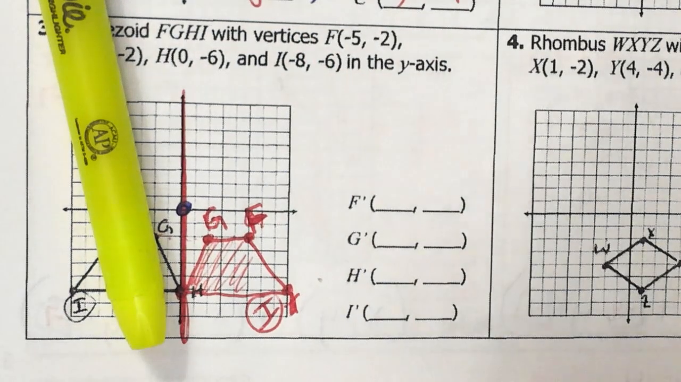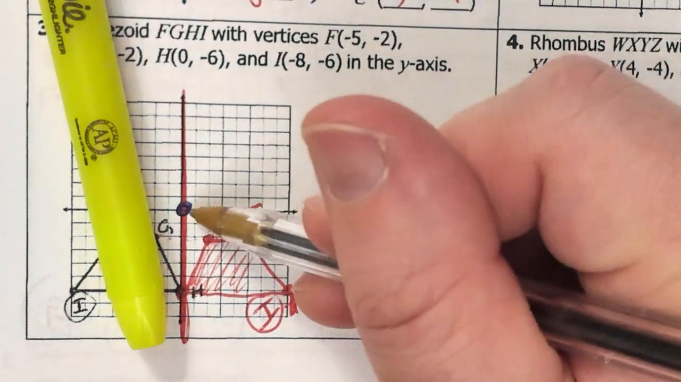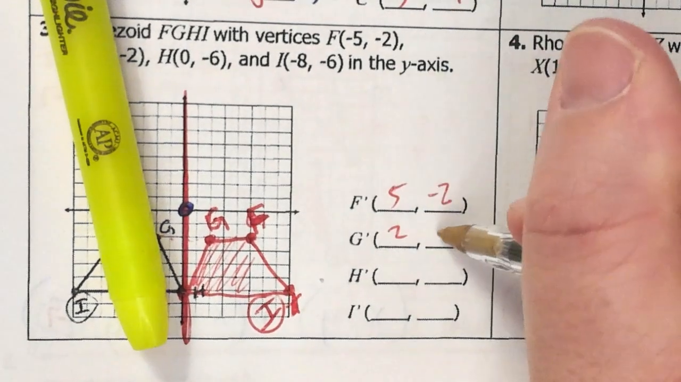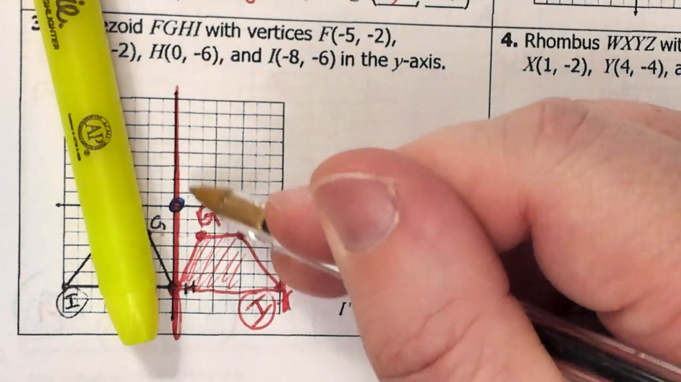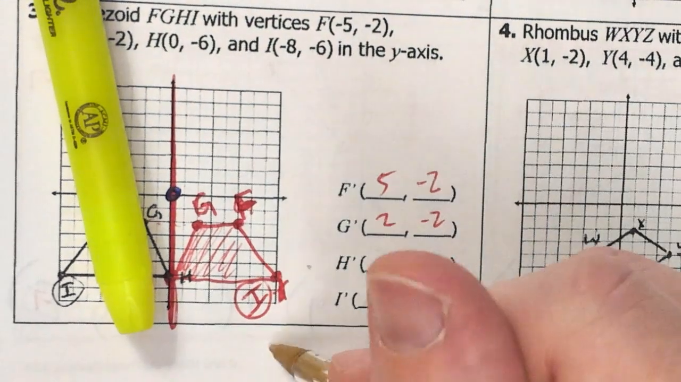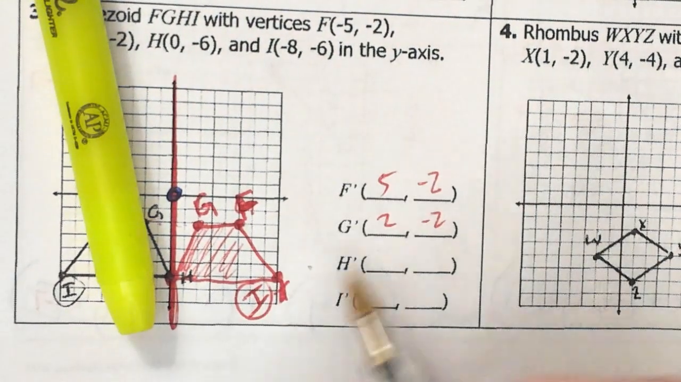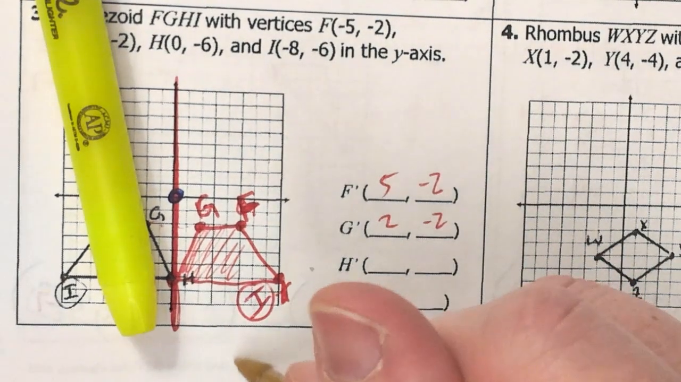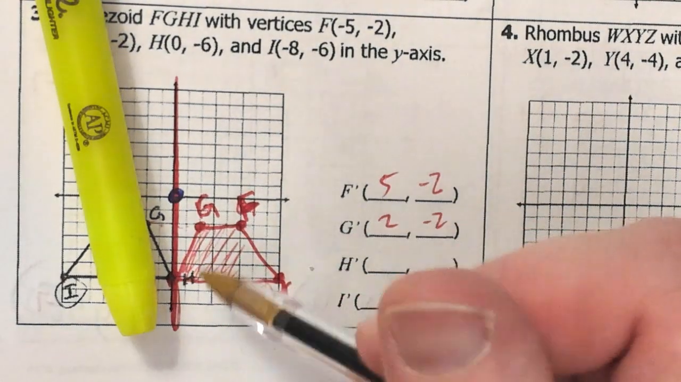All right, so where are these coordinates? We have 5, negative 2, positive 2, negative 2. Okay, this is H. And a lot of people get H and I backwards. That's another common mistake. So H is at, okay, that's 6.